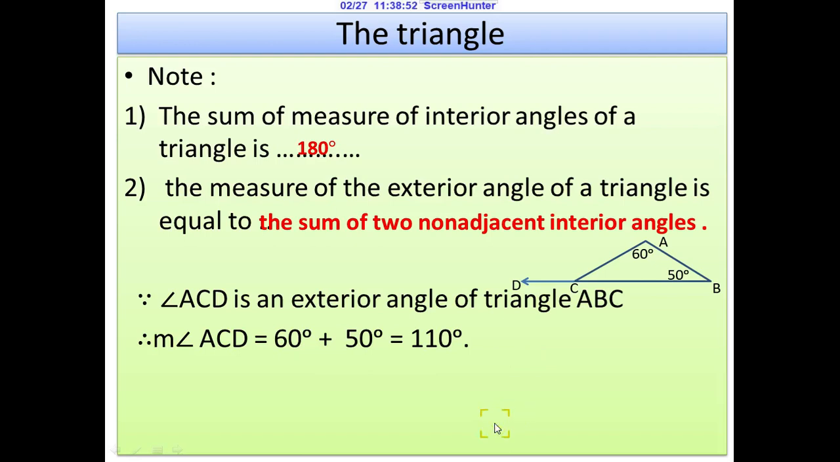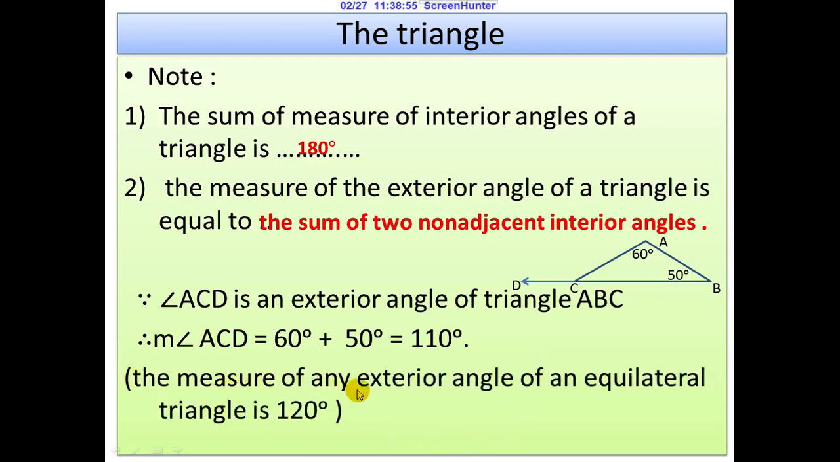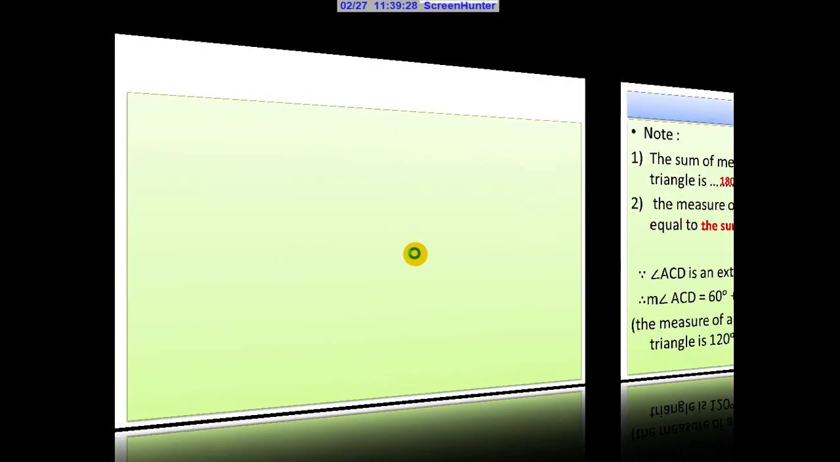But there is a note: the measure of any exterior angle of an equilateral triangle will always be 120 degrees. Again, the measure of any exterior angle of an equilateral triangle will be equal to 120 degrees. Why? Because we know in the equilateral triangle each interior angle is 60, 60, 60. So when we want to find an exterior angle of an equilateral triangle, it will be equal to 60 plus 60, equal to 120. Let's see more rules on this lesson.